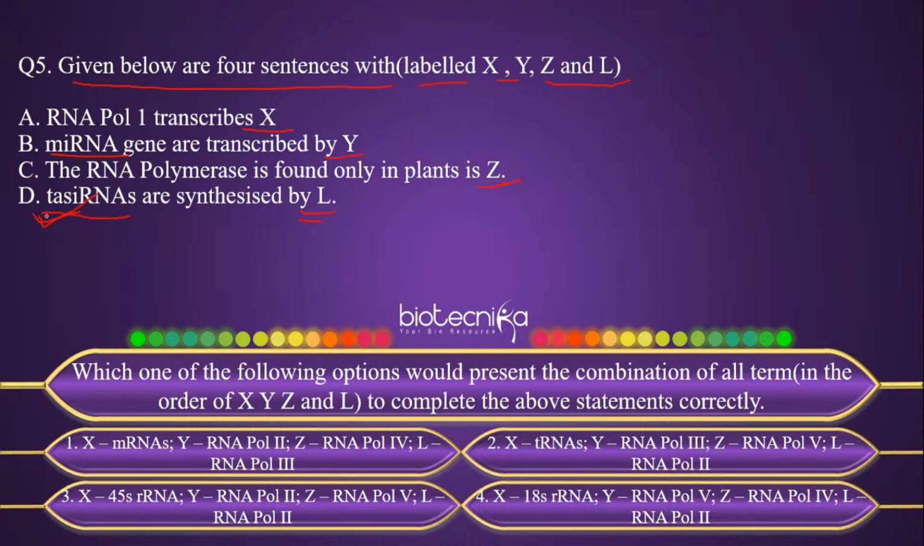Basically, they are needed for regulation of gene expression and all. And the machinery is usually carried out by the microRNAs, meaning you will have the same dicer complex, argonaute, RISC complex. Yes, exactly, Ria. So the processing and all is carried out by microRNAs only. Now these TASIRNAs are synthesized by L. So what will be the correct answer for this? You have to find out what X, Y, Z and L indicate.